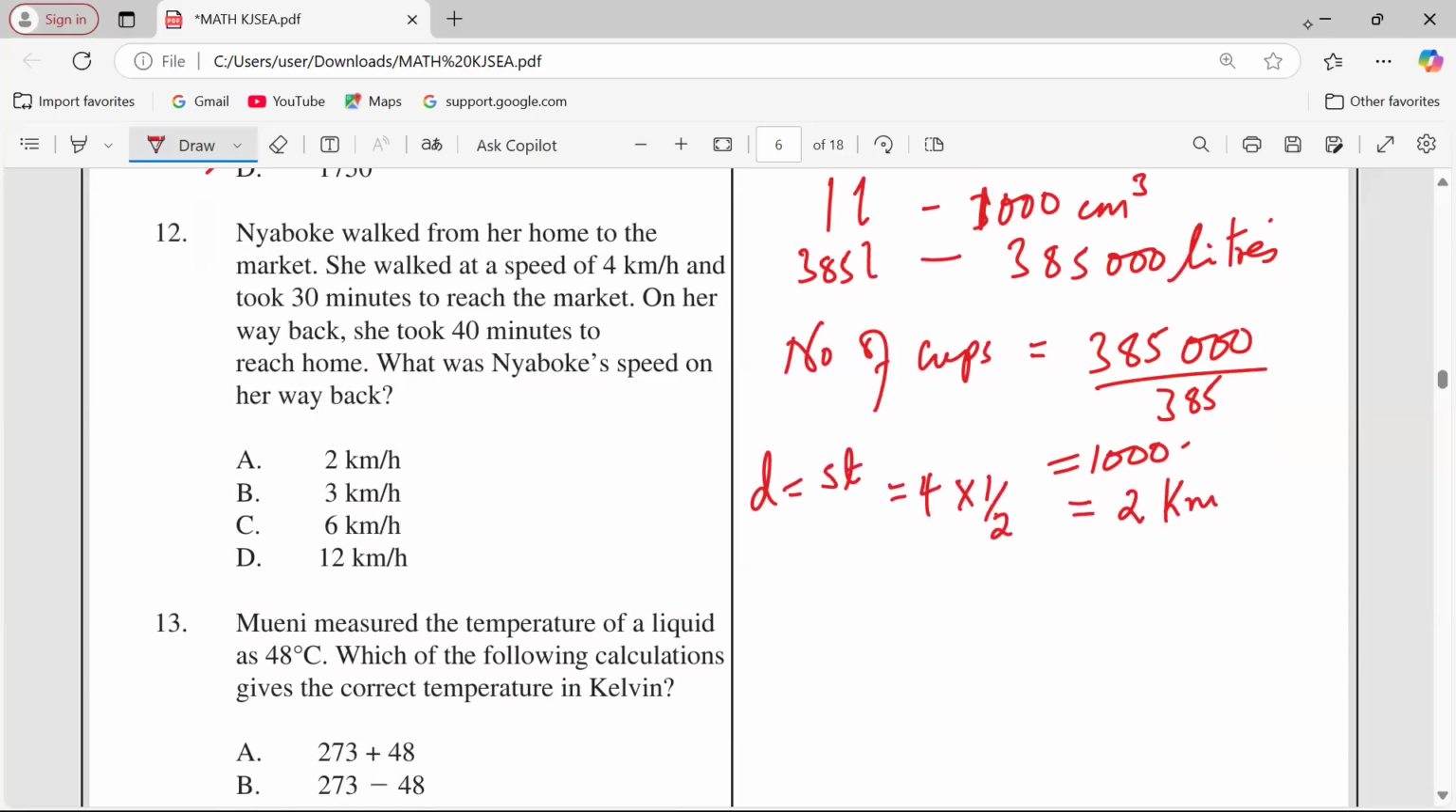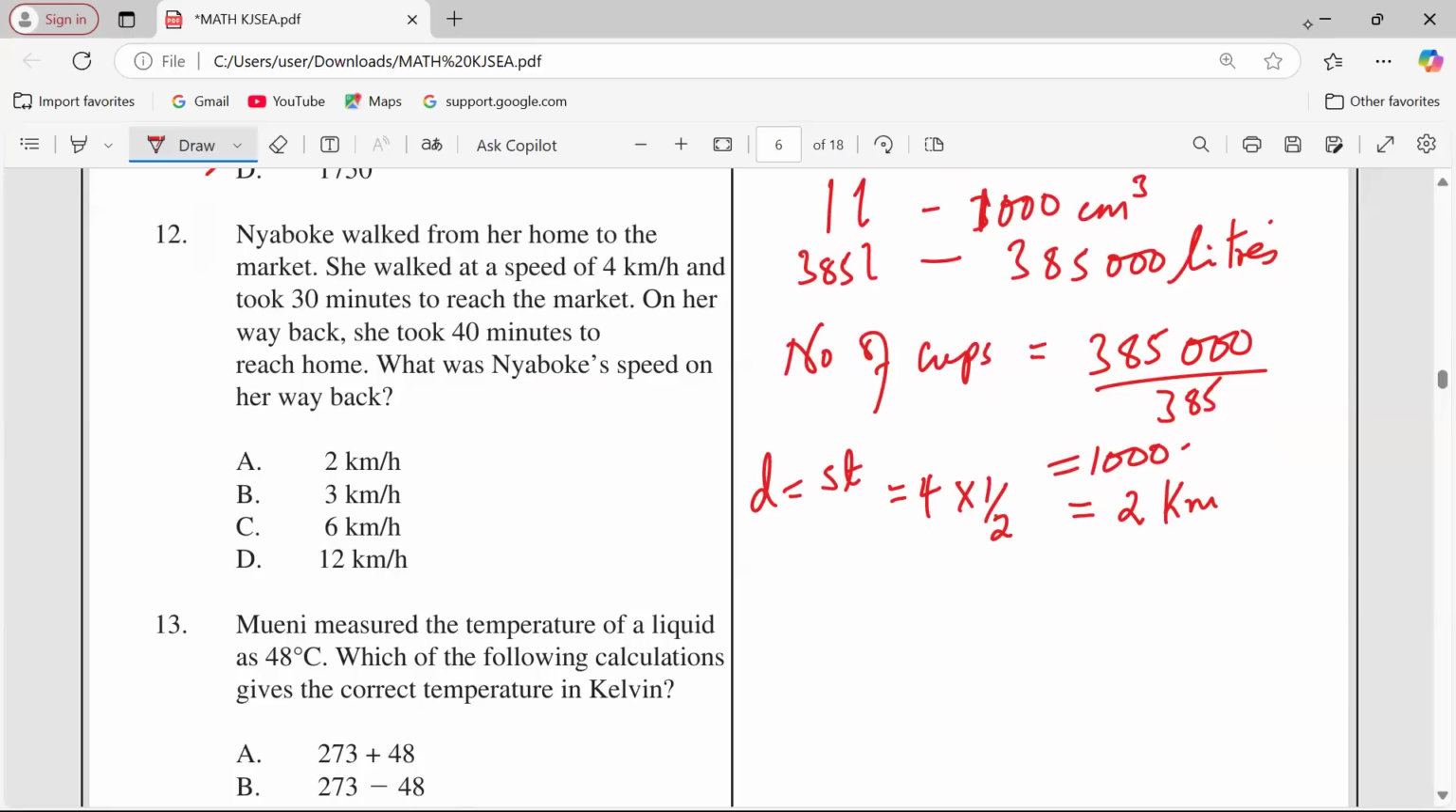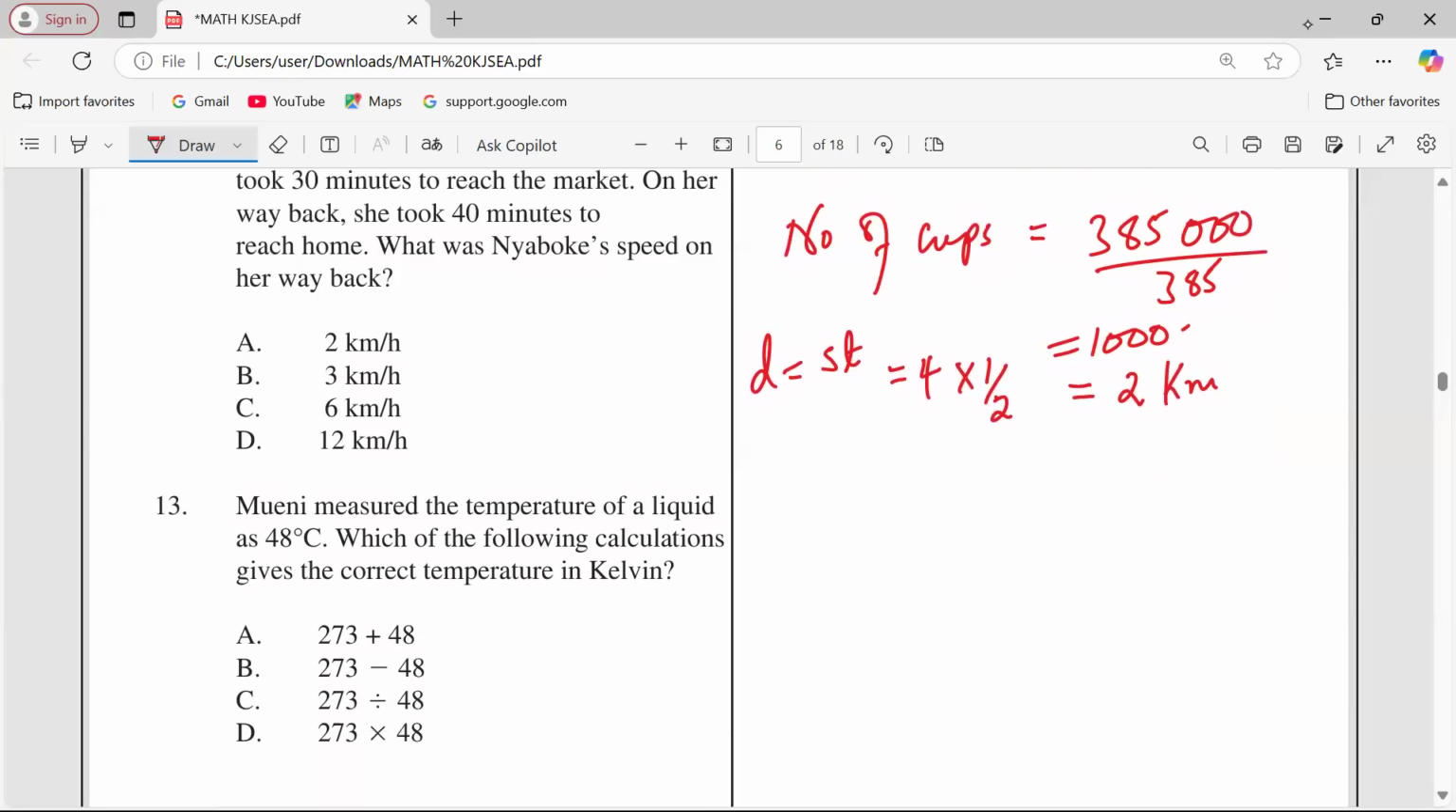With this distance now, and we have the time taken in the journey back, we can get the speed. That means we need speed equals distance over time. So the distance is 2 divided by time, which is 40 minutes. And 40 minutes can be converted: we make it over 60, which is 2/3. Therefore, 2 will be multiplied by 60 over 40, which is 2 multiplied by 3 over 2, giving us exactly 3 kilometers per hour.